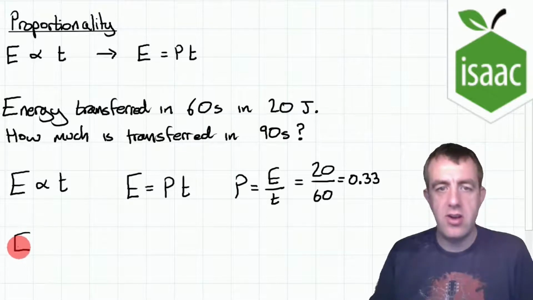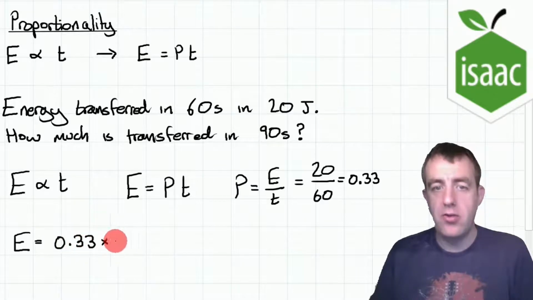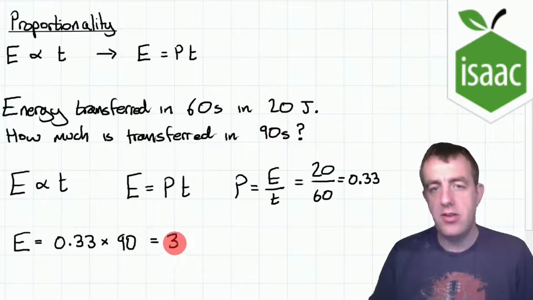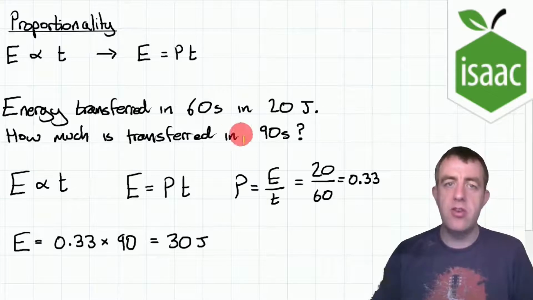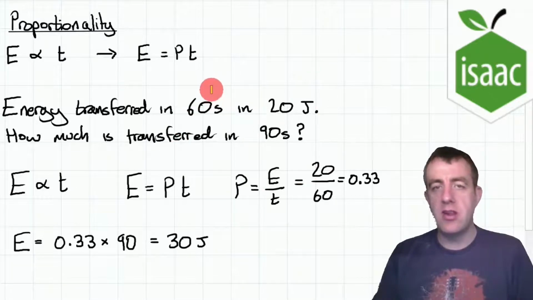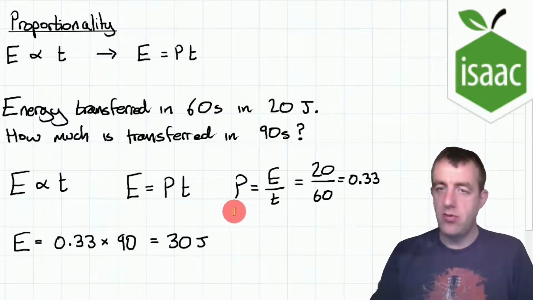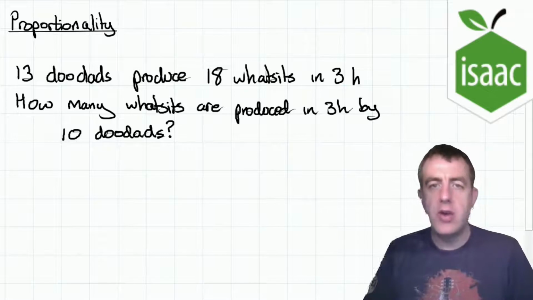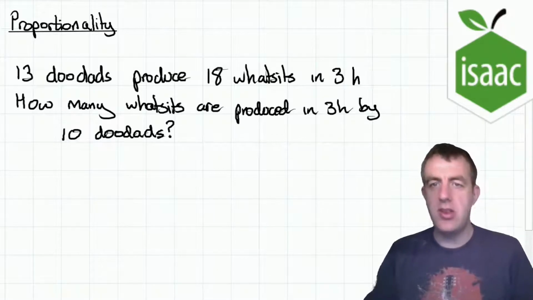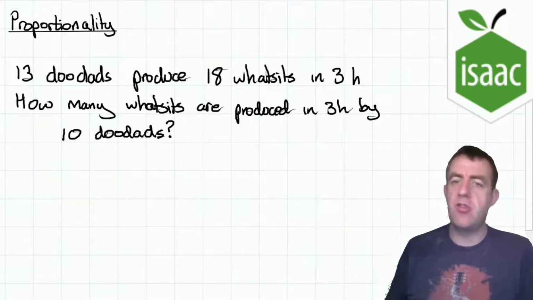So the energy transferred in 90 seconds is going to be equal to the same constant we had last time, multiplied by our new time, 90 seconds. And that's 30 joules. We didn't have to guess at any point, we just used these equations. We calculated what the constant of proportionality was, and then we solved for it. Let's use a different example. In this example, 13 doodads produce 18 whatsits in 3 hours. So how many whatsits are produced in 3 hours by 10 doodads?